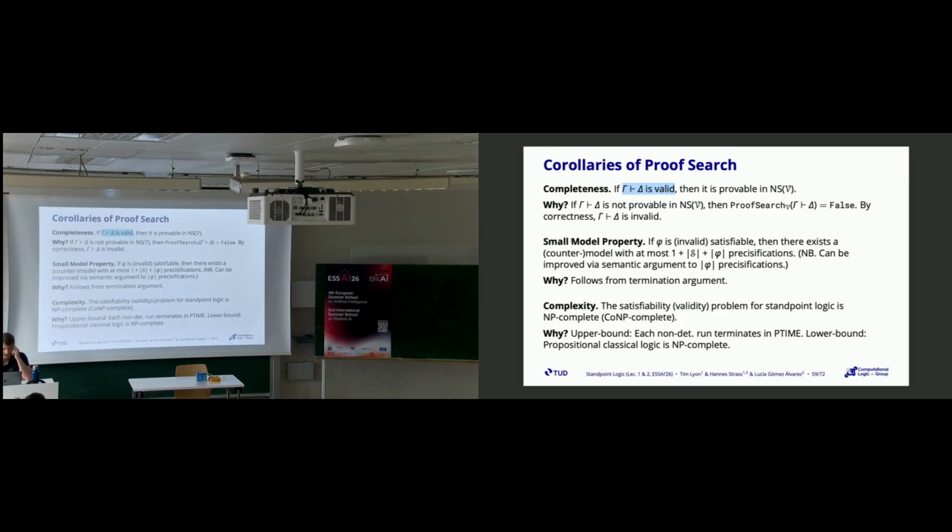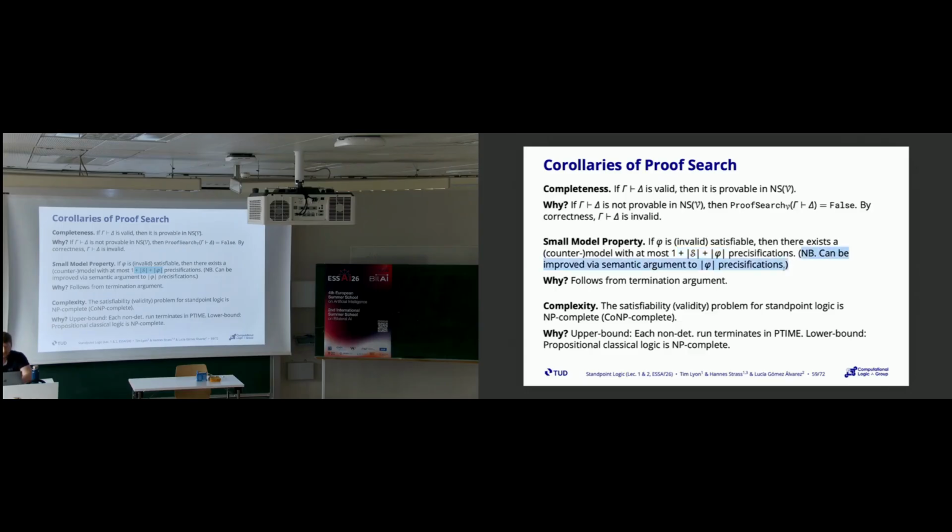We also have the so-called small model property. One can show that these falsifying models, when a formula is invalid, are actually quite small. So the number of precisifications they contain will be bounded by 1 plus the number of standpoints in your language, and also bounded by the length of the formula phi, which was the input formula to your algorithm. And the length, by the way, of a formula is defined to be the number of symbols that it contains.